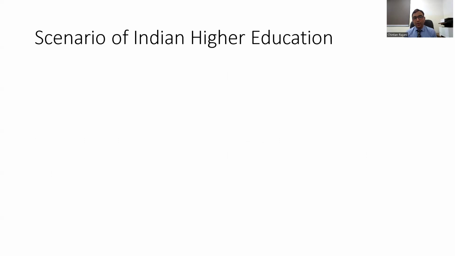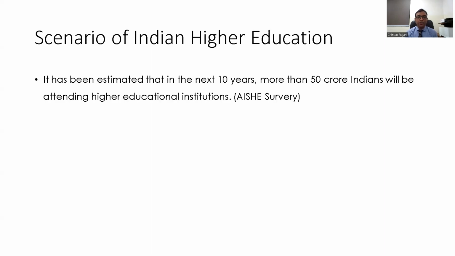To start with my discussion on this topic, I would like to highlight the scenario of Indian higher education. Friends, we all know that AISHE publishes key data which speaks volumes about Indian higher education institutes. As per the latest report published by AISHE, there are more than 1150 universities in India, and more than 40,000 institutions are offering higher education in one stream or another. Currently, close to 4 crore people are enrolling for higher education in India. And as per the report, it is expected that in the next 10 years, more than 50 crore Indians will be attending higher educational institutions.